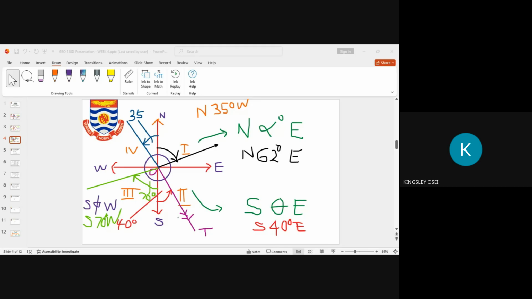Good. So now we see the two systems. How then do we convert from one form to the other, and vice versa?